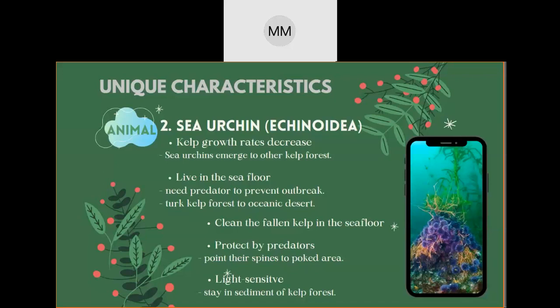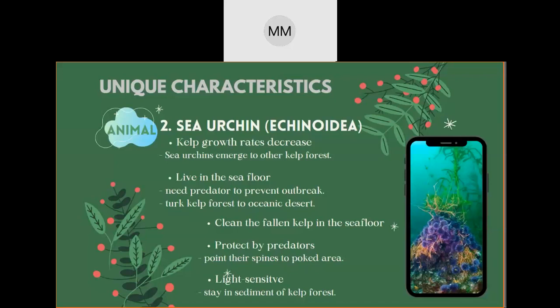Sea urchins live on the seafloor where they can feed on microalgae. They need the presence of predators to prevent an outbreak that turns the kelp community into an oceanic desert. Sea urchins help to clean up any kelp that has fallen to the seafloor. Besides that, they also love to eat whole parts of kelp.